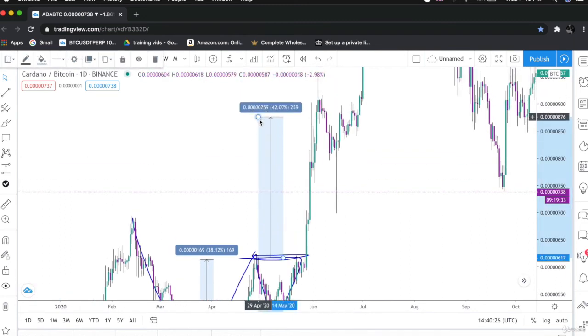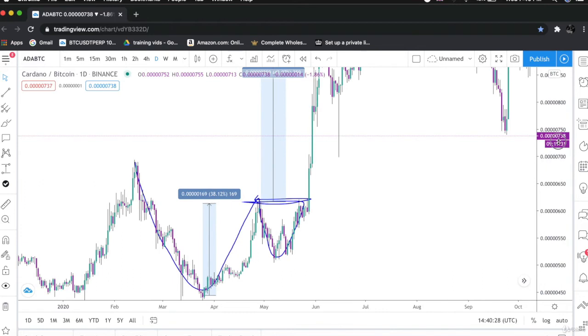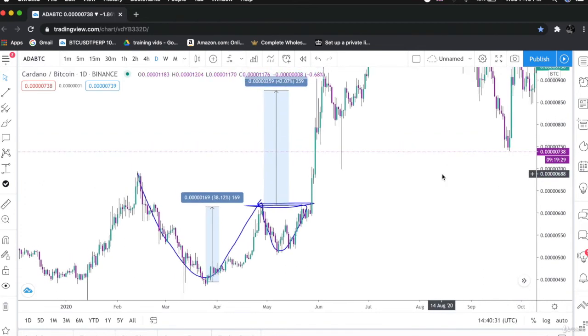Absolutely phenomenal. The price hit its target. So cup and handle is a very strong bullish pattern. You have to observe this on higher time frame charts such as 4-hour, daily, the 2-hour and the 1-hour. Avoid using the intraday charts.